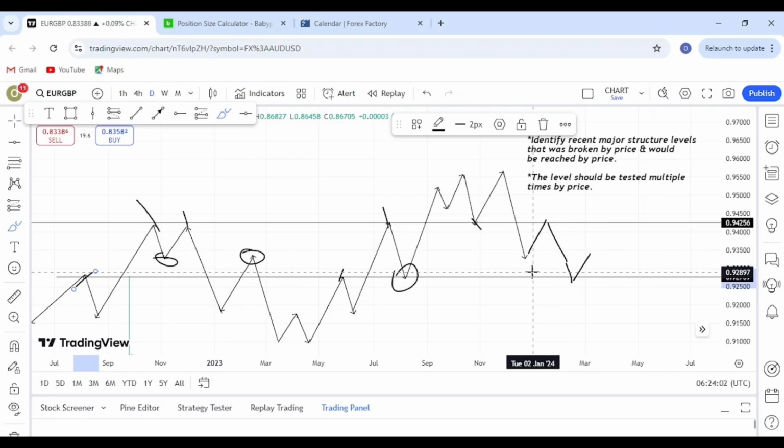So this is the exact scenario of what you will be doing in your live chart. Let's go to the chart and see how we can apply this same analysis to the chart. Let's go and see it.